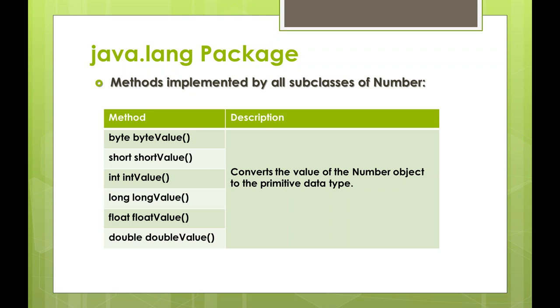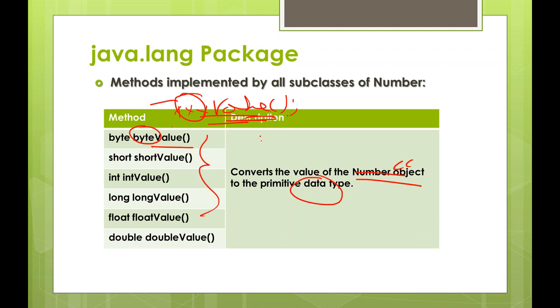Okay, so most of the methods that are implemented by subclasses of Number are to get, for each data type, a typeValue method, xxxValue. This represents your byte, short, int, long, float, or double. Okay. So these methods give you the primitive data type representation from the Number object. For each data type, we have an xxxValue method. All these methods are defined in your Number class. So all those will be implemented by all the subclasses of Number, that is Byte, Short, Integer, Long, Float, and Double, to get the corresponding primitive value of a Number object.